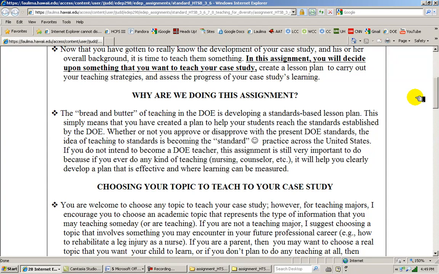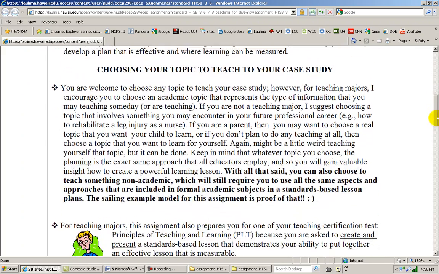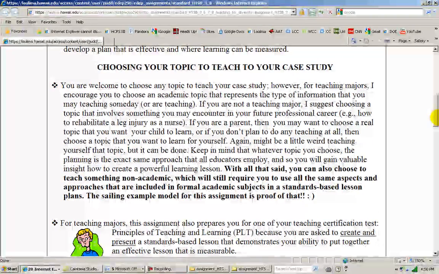However, if you don't intend to become a Department of Education teacher, this assignment is still very important to do because the basics of how you do a lesson plan, whether you're a nurse, a counselor, etc., or a way to go about trying to reach a goal or objective is the same. And it's going to help you understand that process, which you can then take to your profession and replicate the same thing that a DOE teacher might do.